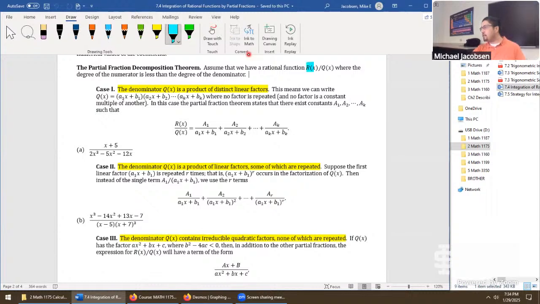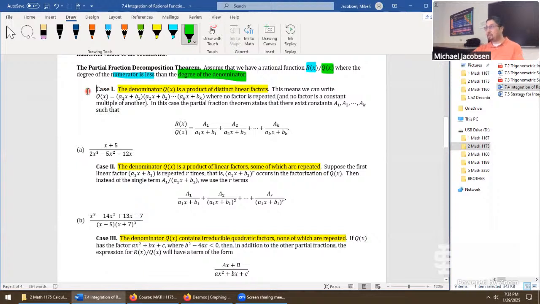The numerator, r of x, has to be less in degree than the denominator, q of x. So think of the denominator as being the more important polynomial in your whole rational function. If that's the case, well, there's three other cases to take a look at. You'll notice that what's highlighted in yellow is always referring to the denominator, assuming that the numerator is less in degree. What we're working on is trying to break this down to see what the factors are.